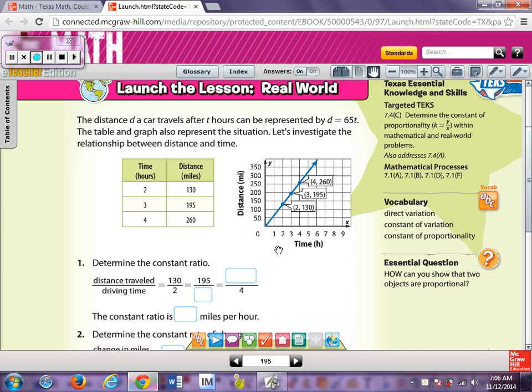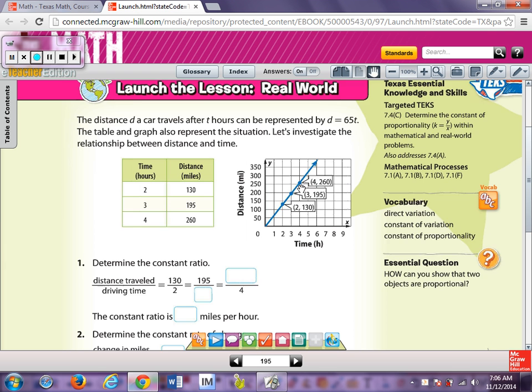On this graph we have the same things. Time is on the x-axis and distance is on the y-axis. We have several points that have been noted both in our chart and in the graph, and those points represent at certain times how far we've gone. For example, in 2 hours, we've gone 130 miles. In 3 hours, we've gone 195 miles. And in 4 hours, we've gone a total of 260 miles.